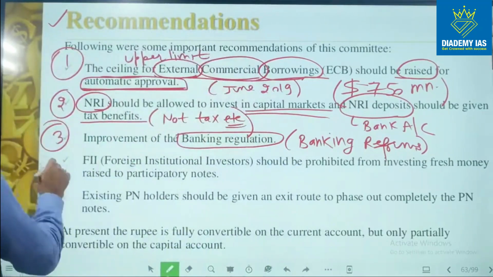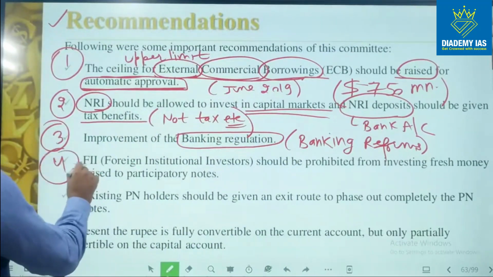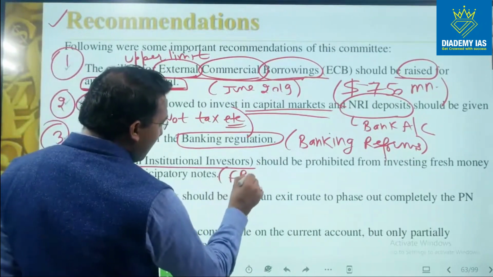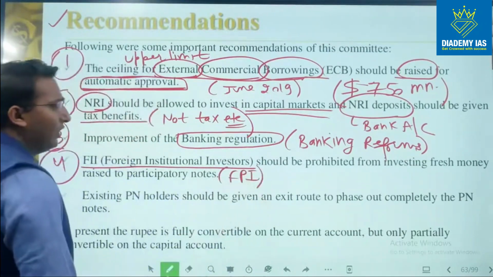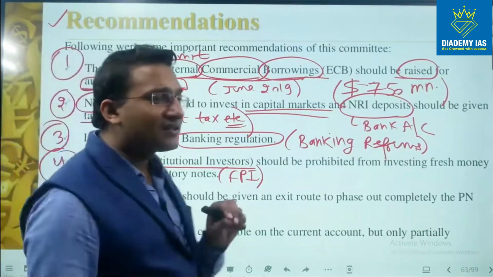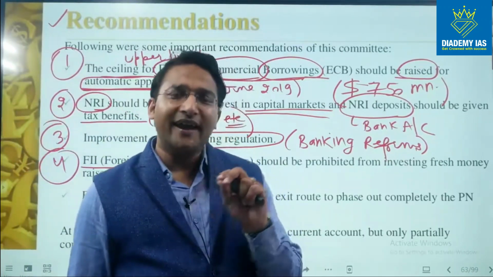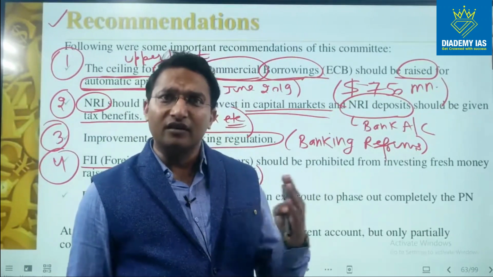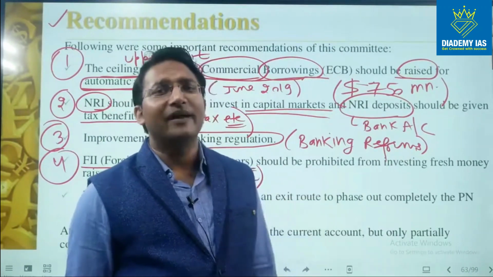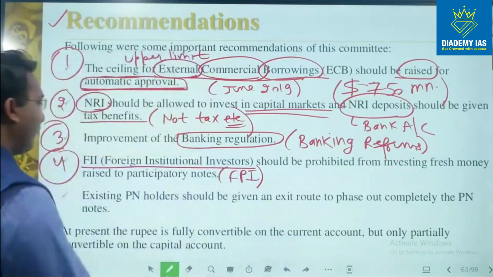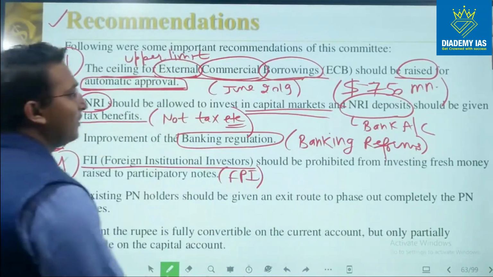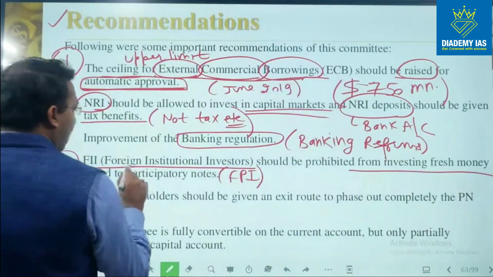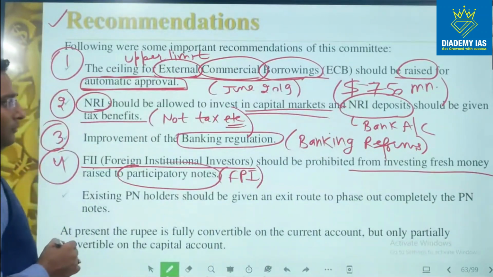Next is the FII, foreign institutional investor. As of now, this is part of the FPI, foreign portfolio investment. I hope you remember I discussed the concept of FDI and FPI. FDI and FPI were classified by the Arvind Mayaram committee, right? So this FII is basically part of the FPI. They should be prohibited from investing fresh money into the participatory note.